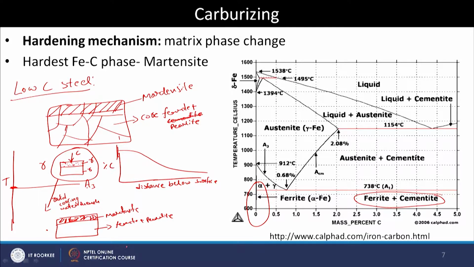right from the surface to the center of the sample. But when you cool it down rapidly, only the surface region, which is enriched with carbon, is able to get the martensite. Okay. Why is it so? I think you all are aware of the hardenability of the steel.